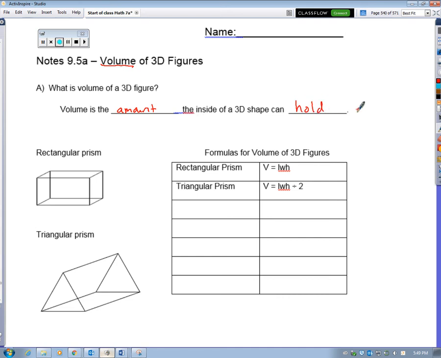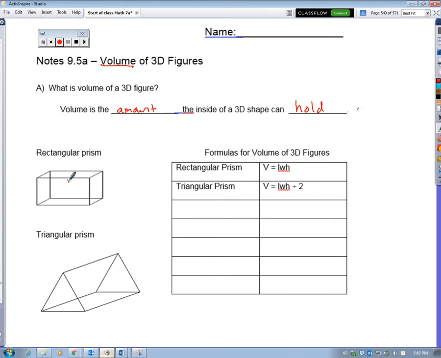Okay, and what I mean by that, if we take this rectangular prism, this 3D shape, and if we were going to fill it with water or sand or anything that we wanted to, the volume would tell us how much of something would be able to fit inside of here. Okay, so that's what it is.